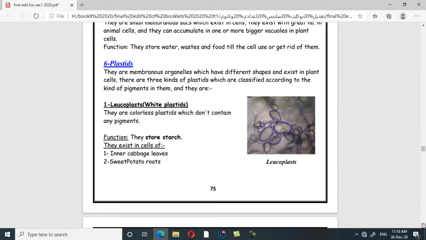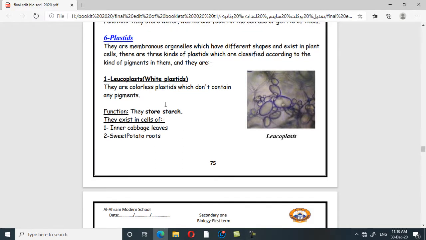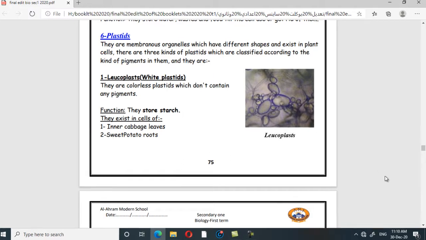Let's compare between them. Leucoplast or white plastids contain starch, as its function mainly is to store the starch, and we can find it inside the inner leaves of the cabbage and inside the sweet potato and potato. So it doesn't contain any pigment or dye which gives the plant any color.